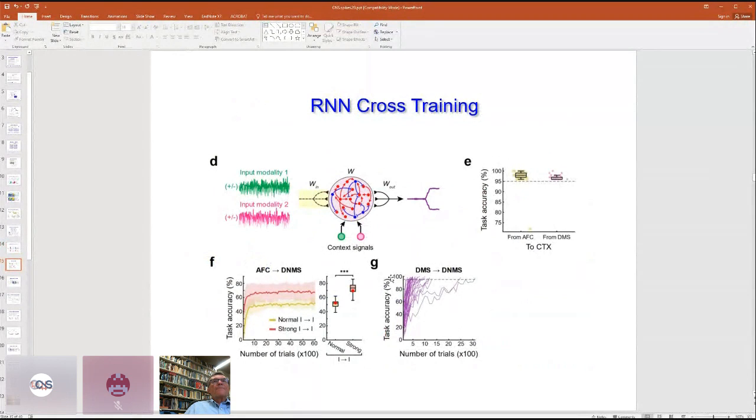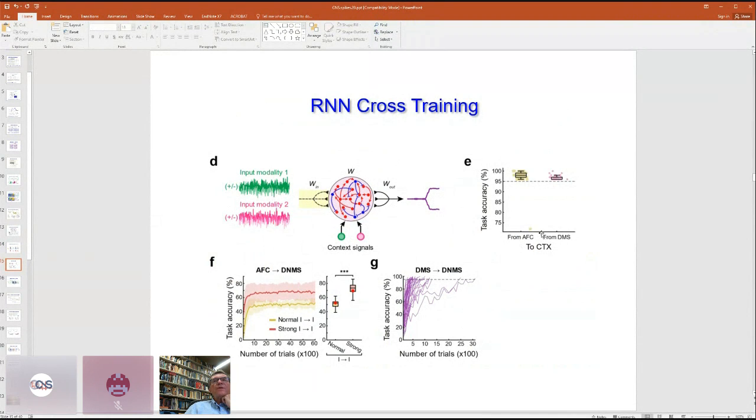Now, here's one last thing, not the last thing, but in terms of extracting out some interesting additional information about the biology. Here's a task where there's a context signal that tells you whether you should integrate the green input or the red input. And so you trained it up, and there's no problem doing that. But now the question is, if you start with a network that was trained for some other task, and you are only able to change the input weights, can you still do the task?